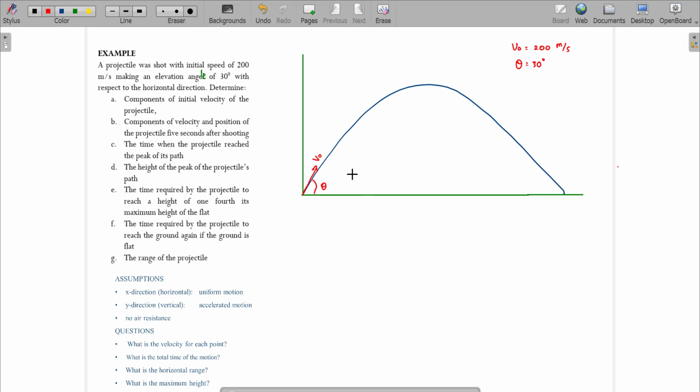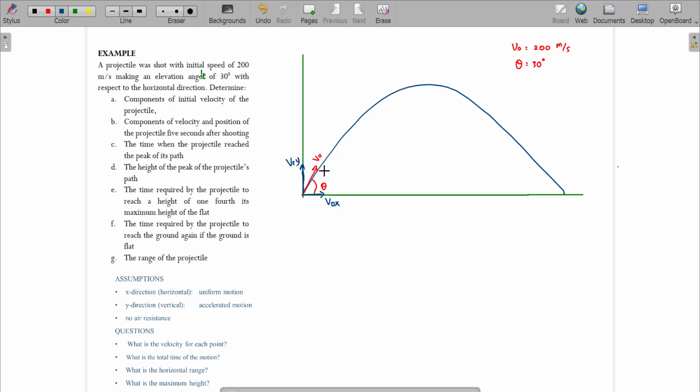Determine A, the components of initial velocity. Components in here means x-axis and y-axis. Component x and component y, like a vector, okay? So if you have V0 in here, or initial velocity, then you must make the initial velocity in the x-axis and also the initial velocity in the y-axis as well.